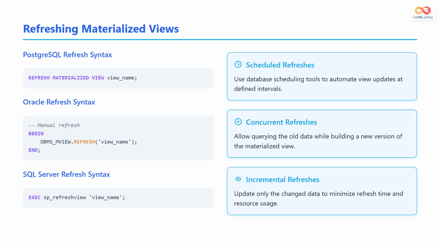There are multiple ways to refresh materialized views: scheduled refreshes, where you use database scheduling tools to automate view updates at defined intervals; concurrent refreshes, which allow querying the old data while building a new version of the materialized view; incremental refreshes, where you update only the changed data to minimize refresh time and resource usage.